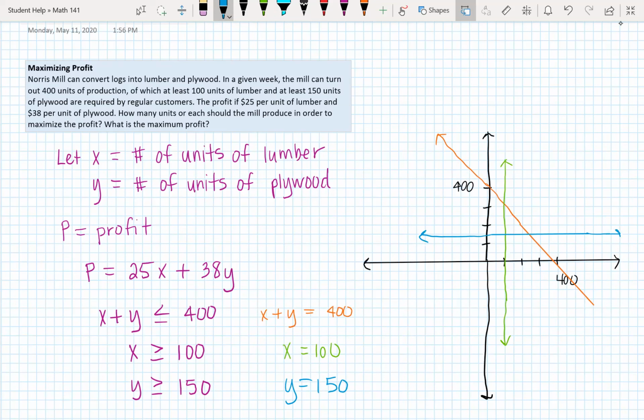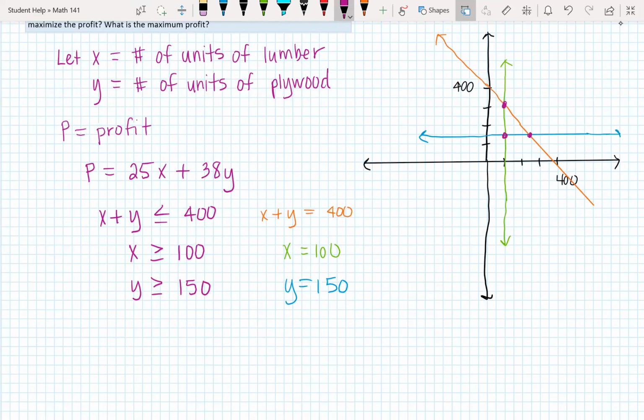Maybe the battery's dying. So what we need to analyze are the three intersection points, right? This is one here, this is one here, and this is one here. We can kind of see by looking at the graph what they are, but if we aren't sure, we're solving this set of equations right here. And so we're looking at those intersection points.